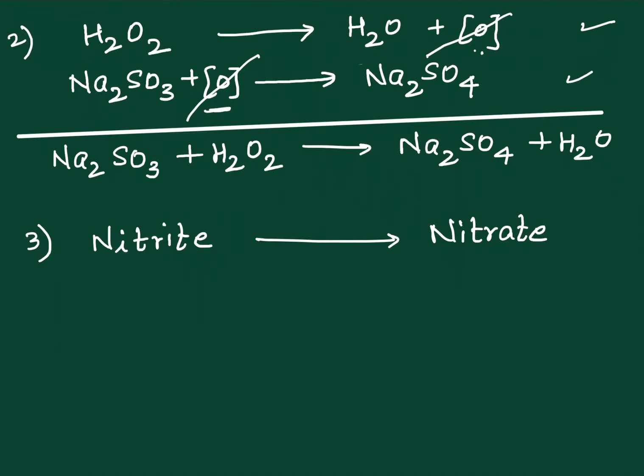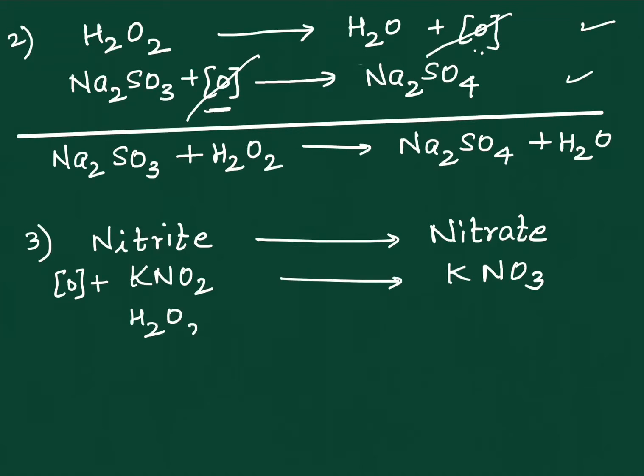So you can take the example of, let's say, KNO2 being converted to KNO3. Go ahead. So that means we are adding a nascent oxygen. What was our first equation? H2O2 breaking down to give you water and nascent oxygen. Balance the equations. First equation balanced? Yes. Second equation balanced? Yes. No profit, no loss.